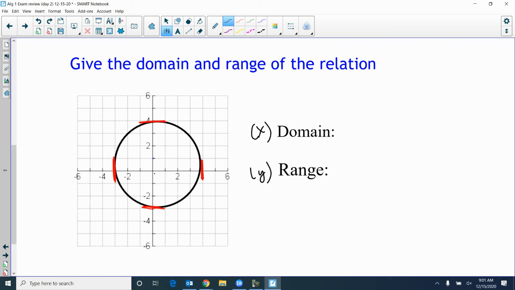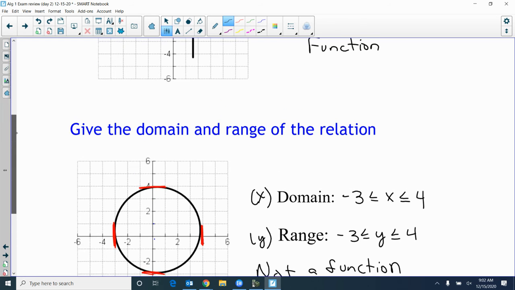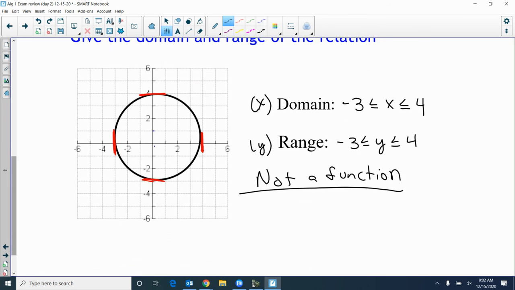It's okay. So now they're both pretty similar. -3 is less than or equal to x, is less than or equal to 4. That means it starts at -3 and it goes to 4, and the range does the same thing. The only thing is I'm gonna put a y in the middle. Is that a function? No. Remember, if you have an x that goes to 2 y's, it is not a function, or it fails the vertical line test. And here, again, all we're looking at is how far left and how far right, how far down and how far up.